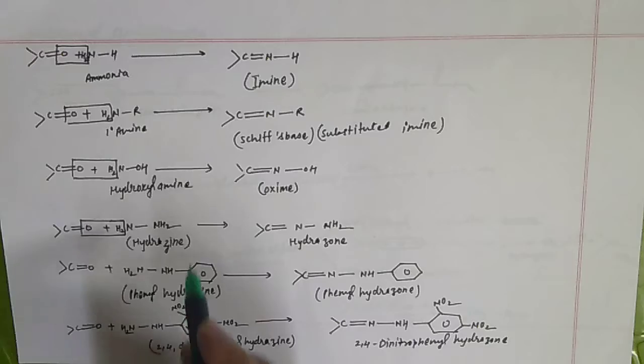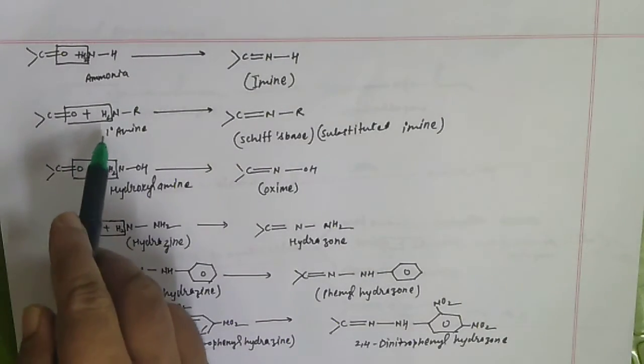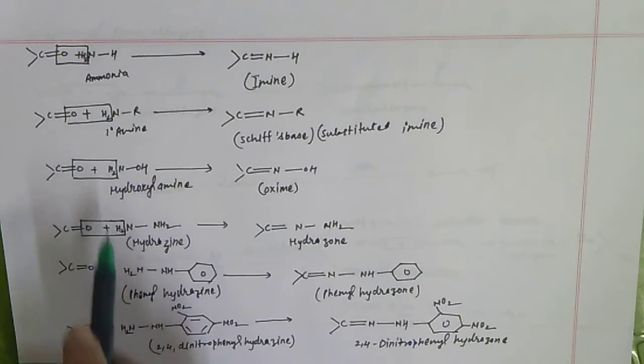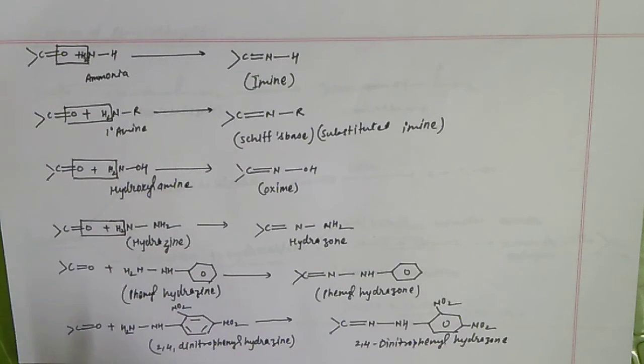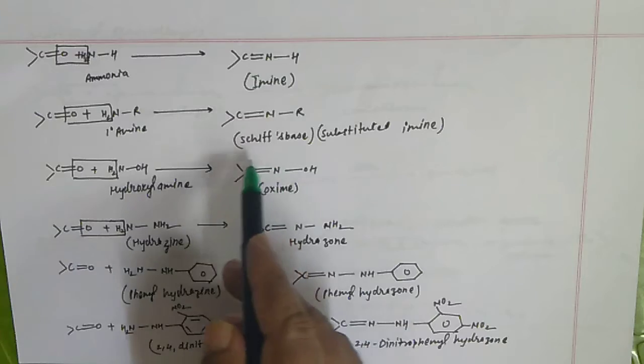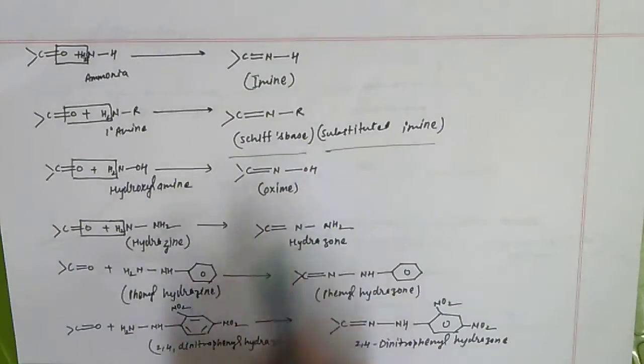Why will imine form? Because the number of hydrogen is less. Now let us move to another problem. If you go for another problem, what is the other problem? If you are heating with alkyl amine, that means primary amine, it will also give the Schiff base, that is substituted imine.